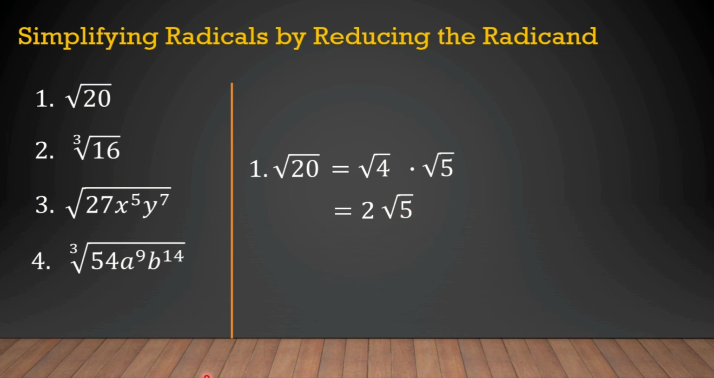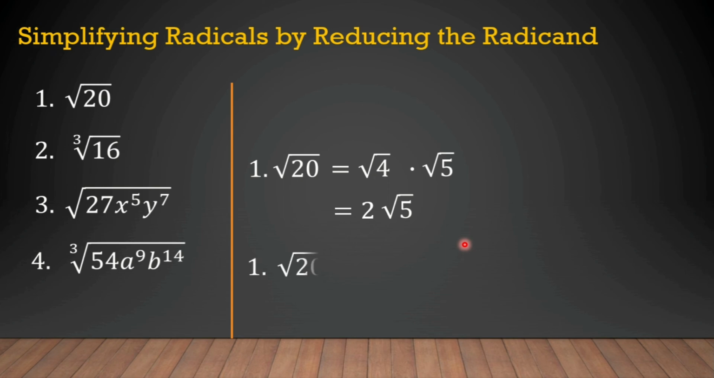Pwede rin natin gawin yung prime factorization method para kung ayaw nyo na mag-isip ng mga possible na factors niya. Lalong-lalo na kapag malaki na yung numbers or malaki na yung given. Mahirap mag-isip ng ano nga ba yung perfect square niya, ano yung isang factor na perfect square niya, diba? Kaya ang isang paraan para mas madali mahanap yung factors nila is by using the prime factorization method using the reverse division.